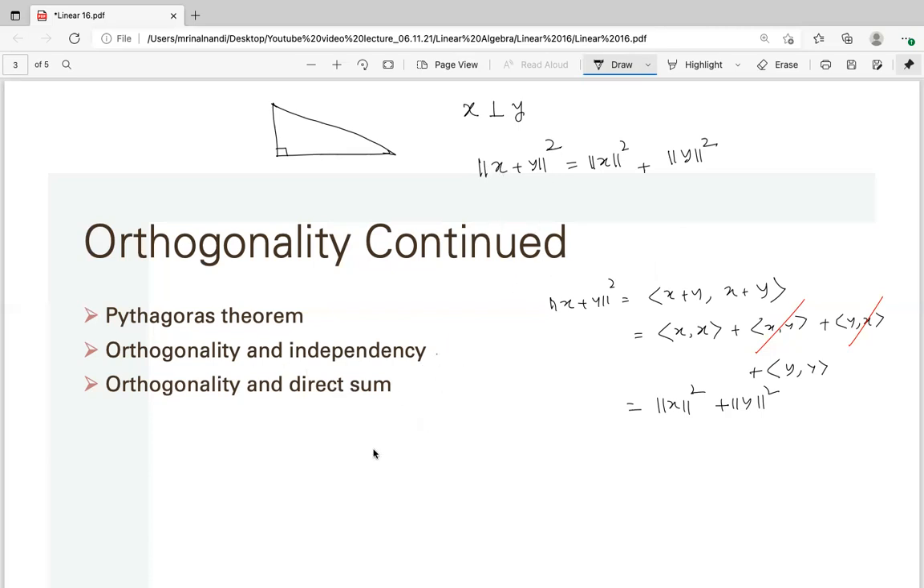This is very important. If there is an orthogonal set, where every vector is orthogonal to each other, is it independent? Yes, they are independent, except in one case: if there is no zero vector, because the zero vector is always orthogonal to any vector. So if xi is not equal to the zero vector, the null vector, and it is an orthogonal set, then this implies it is an independent set.